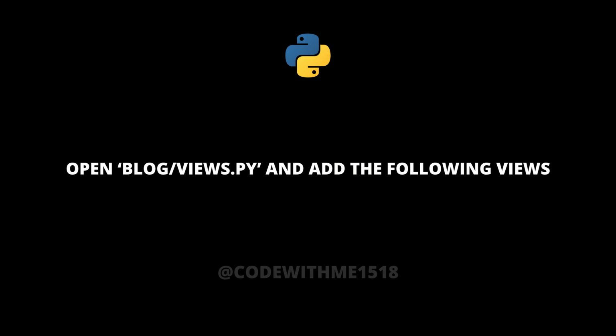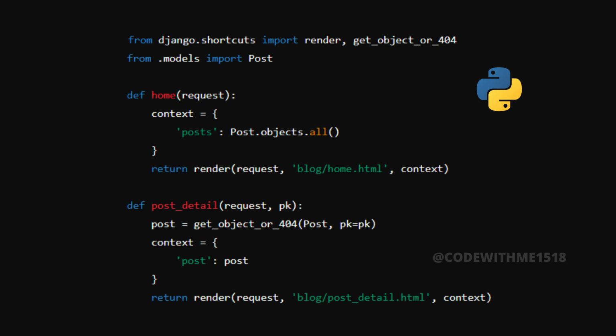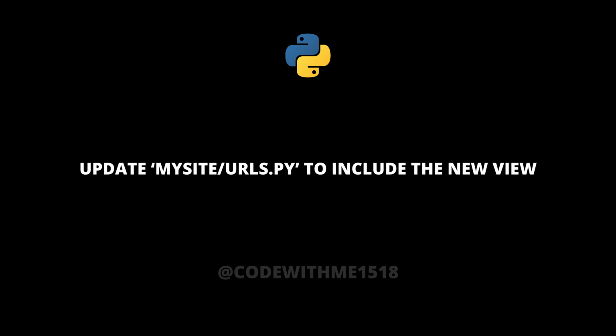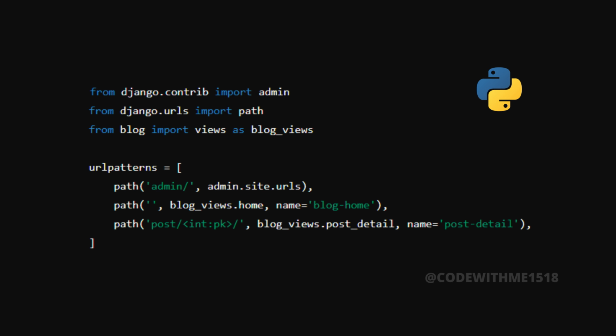Open blog/views.py and add the following views. Next, update visitor_urls.py to include the new view. This sets up URL routing to handle requests for individual blog posts using the primary key, PK, to identify them.